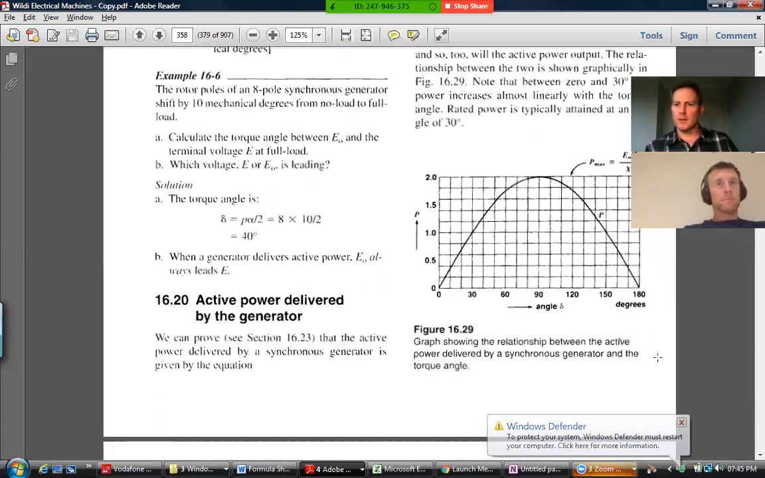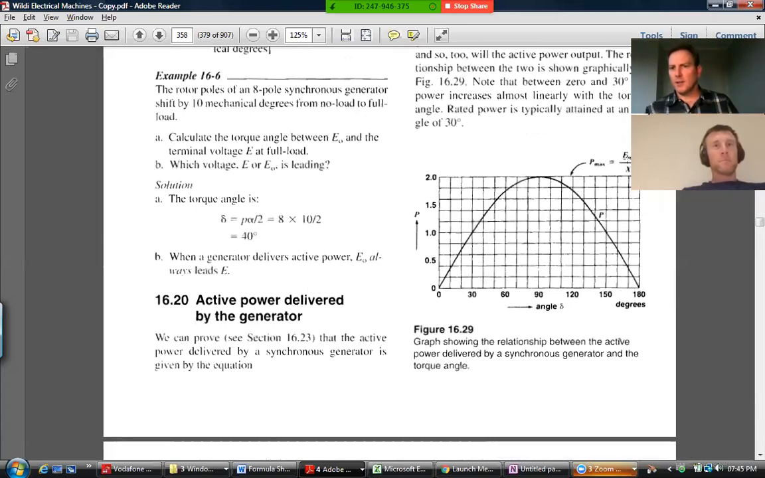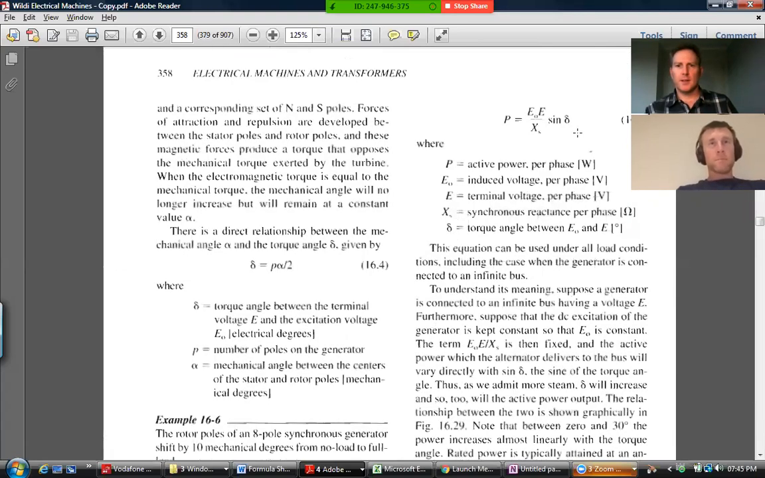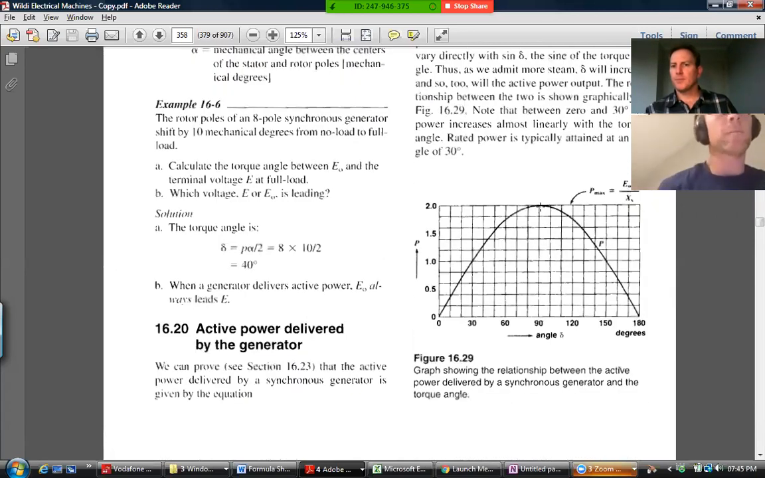I'll scroll over here, but I can drag these very good-looking guys a little bit further up there. The power is E naught times E over XS, but there's a sine delta in the formula somewhere. Not theta, delta, the electrical degrees, the torque angle. So the max occurs when you reach that 90 degrees. So there's an offset of 90 between these poles.